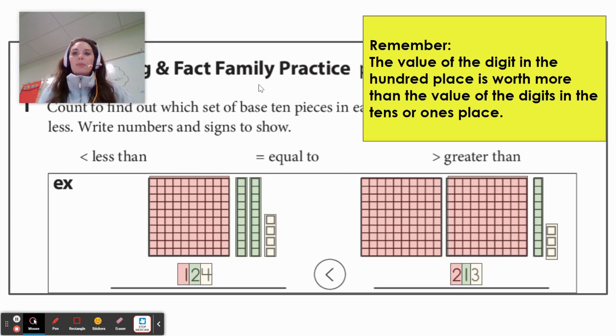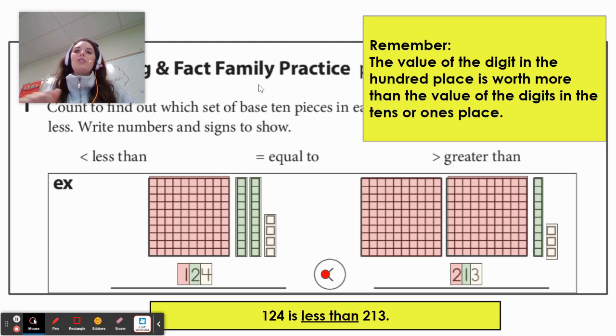Now, to draw the symbol for less than, I remember that the one dot, the corner of the symbol, one dot goes towards the smaller number. The larger number gets the 2 dots. So 124 is less than 213.